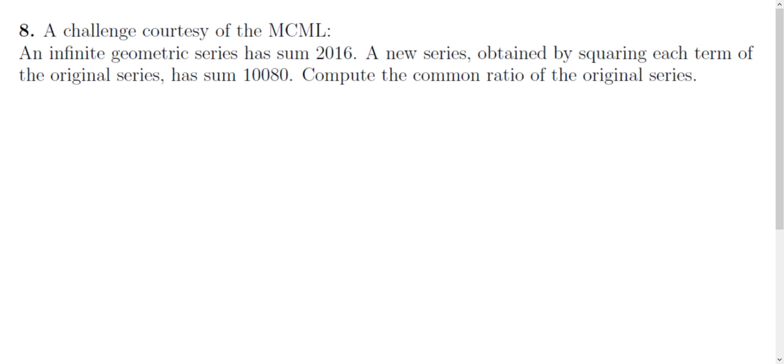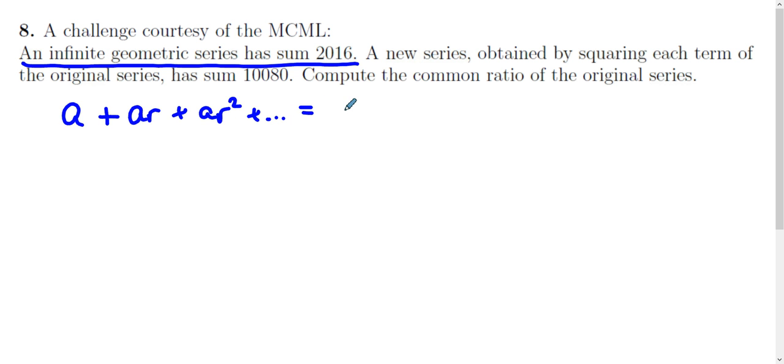Nope, this was 2016. An infinite geometric series has sum 2016. A new series obtained by squaring each term of the original series has sum 10,080. Compute the common ratio of the original series. Goodness. So what's this? This says first term plus, that's 2016. What is this sum? First term over 1 minus r.